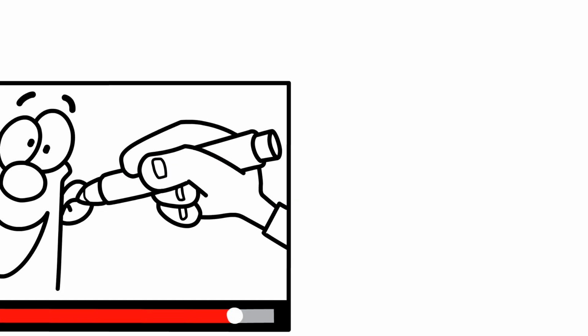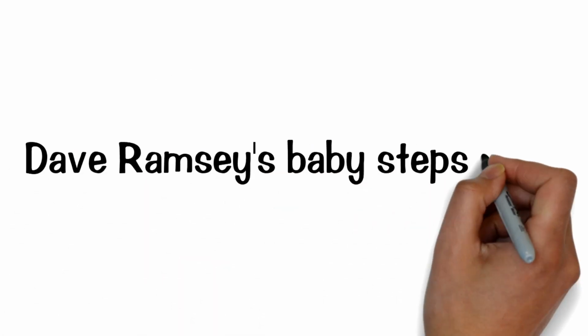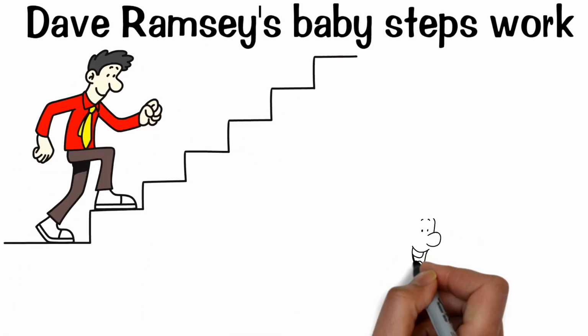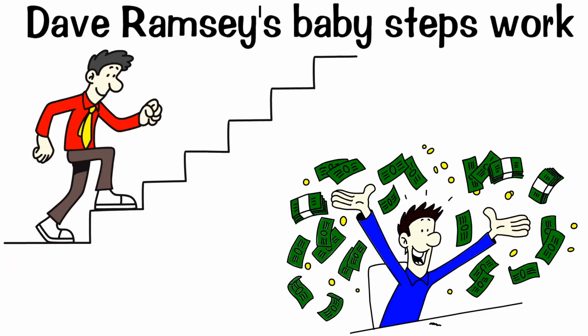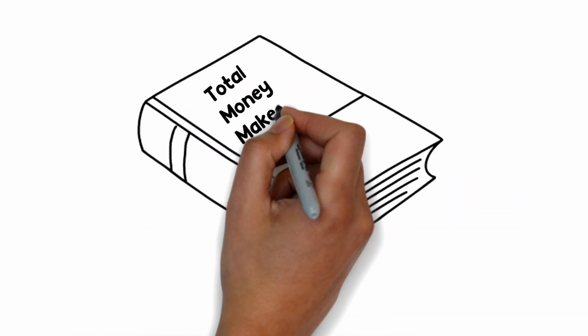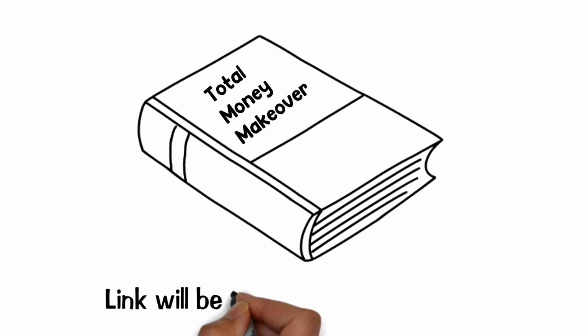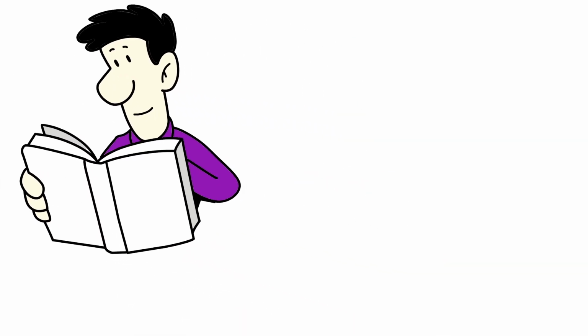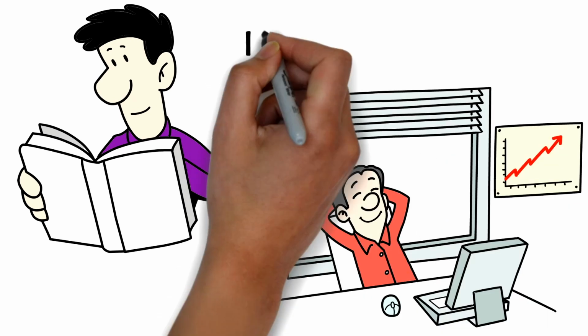This is a big problem. In this video, I'll explain why Dave Ramsey's baby steps work and break down each of the 7 baby steps so you can better understand how to improve your own financial future and ensure success. These are taken straight from Dave Ramsey's book, Total Money Makeover, and the link will be in the description below. If you haven't read that book yet, it is an outright personal finance life changer, and I highly recommend it.